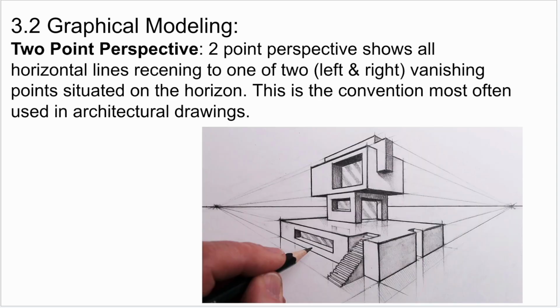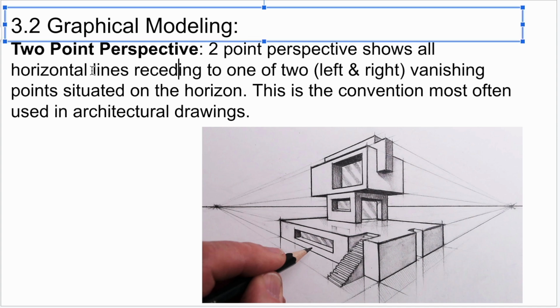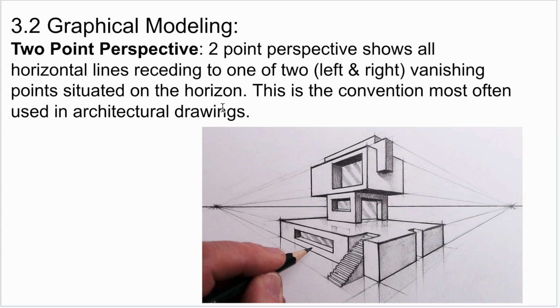If we compare that to 2-point, you can see that we have a little bit of a different situation here. In 2-point perspective, you're going to have 2 perspective points where all of the horizontal lines are receding into 1 or 2 vanishing points situated on the horizon. This is a convention most often used in architectural drawings. You can see that the horizontal lines here are converging on this point, and the horizontal lines here are converging on this point. And again, you can see that the vertical lines are all parallel. So to tell the difference between 1 and 2 point perspective, you need to see that the horizontal lines are not converging on a single point, but they're converging on 2 points. So 1 to the left, 1 to the right.